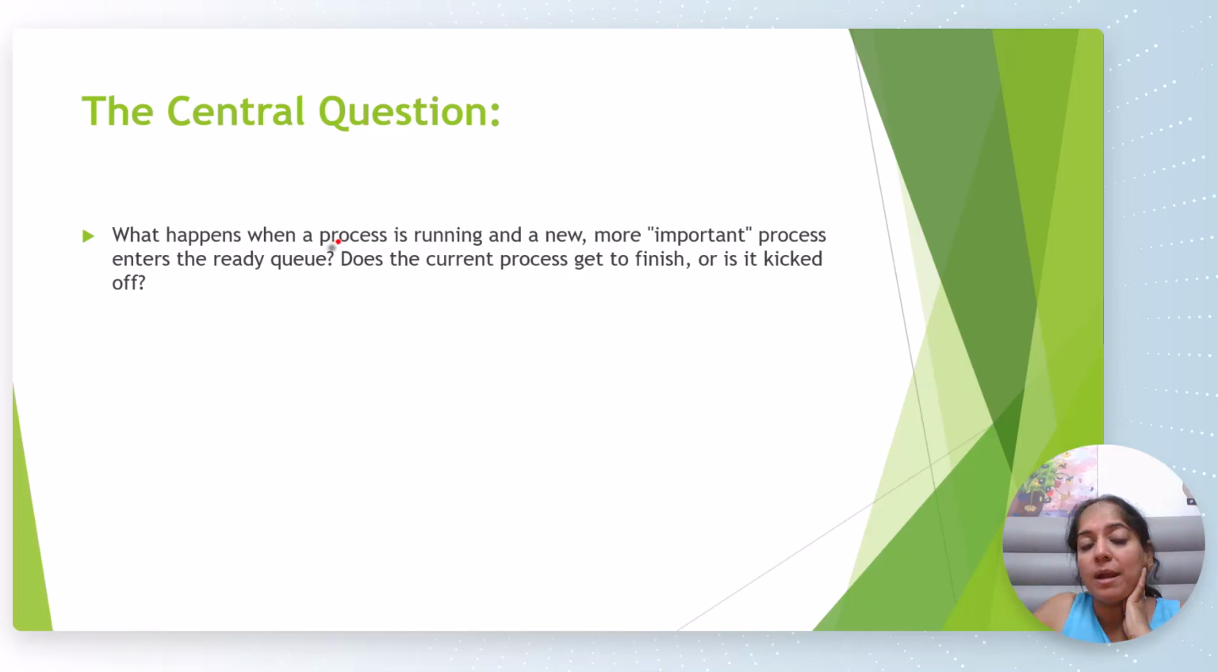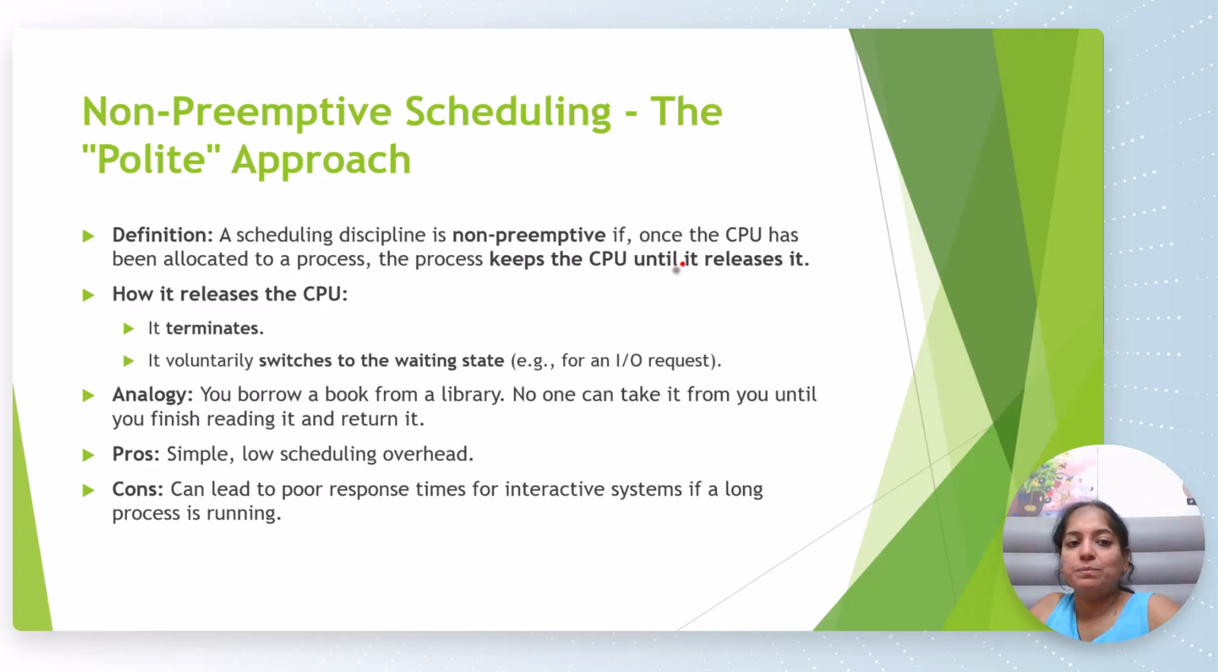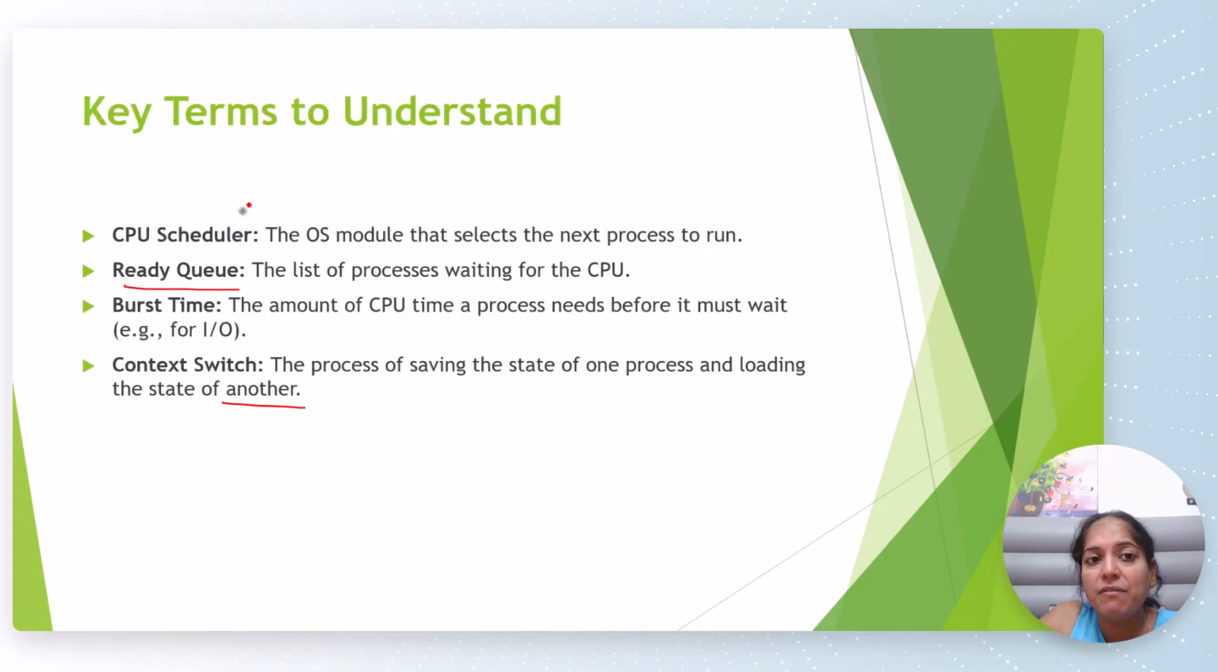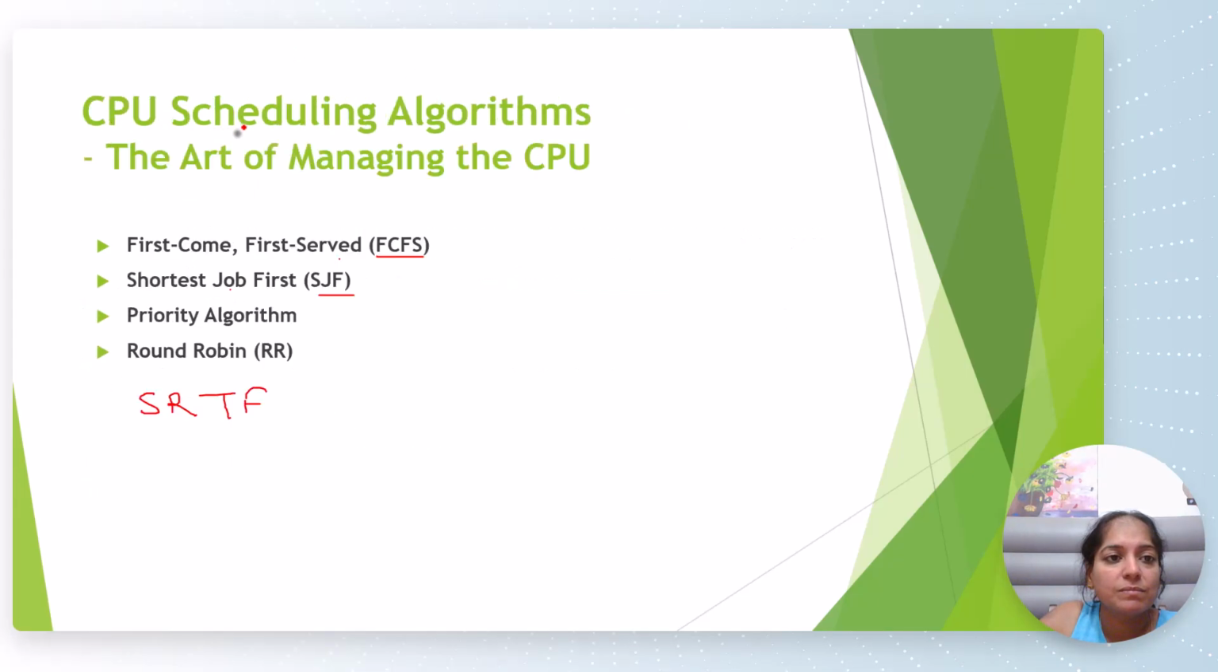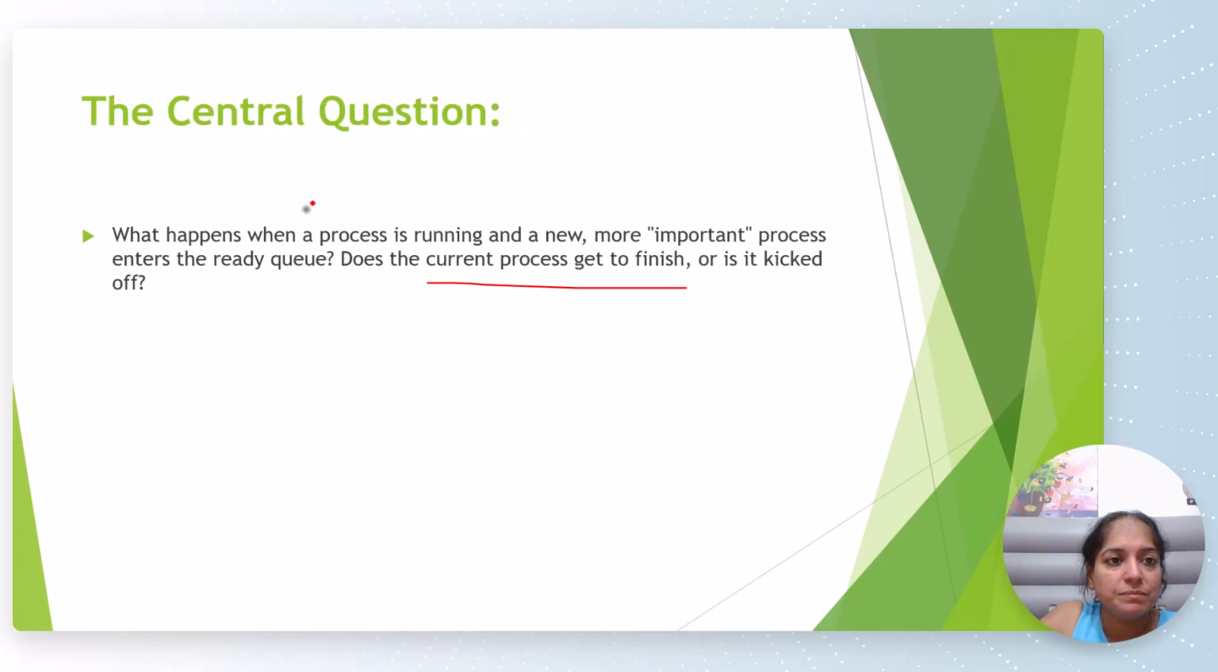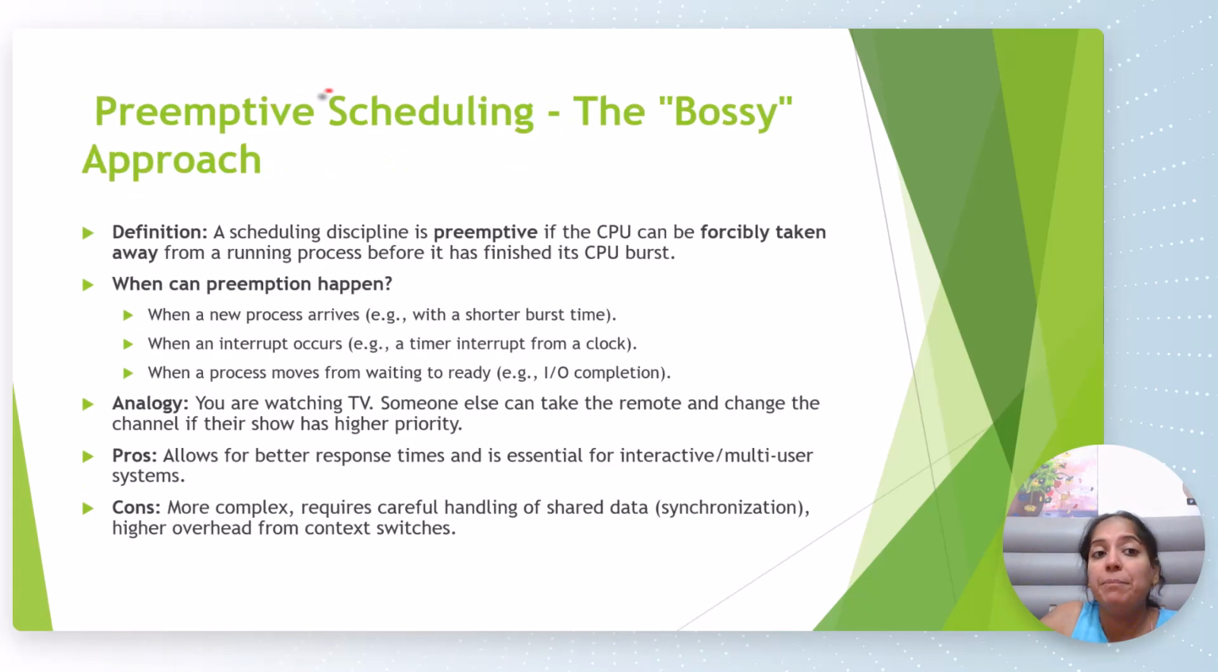So what happens when a process is running and a new, more important process enters the ready queue? Does the current process get to finish, or is it kicked off? Right. So we have scheduling algorithms of two types. One we call non-preemptive scheduling, the polite approach, and one is preemptive scheduling, which we call the bossy approach.